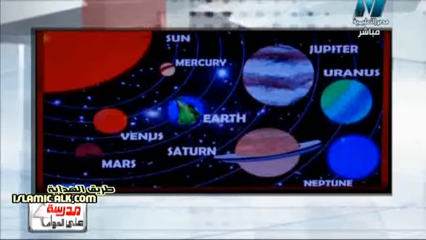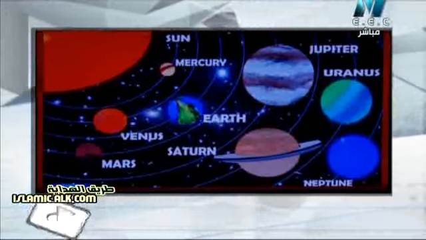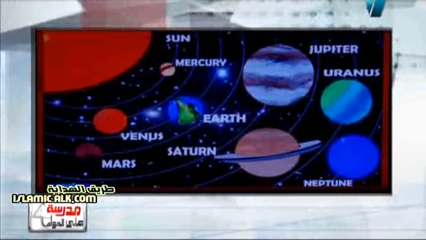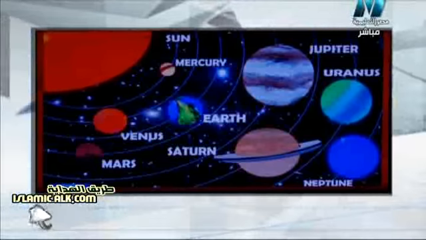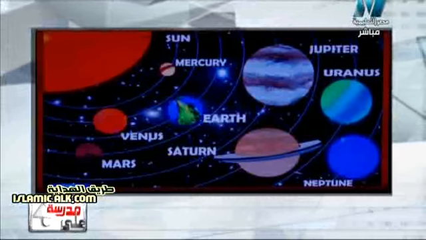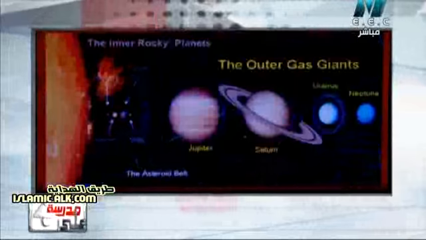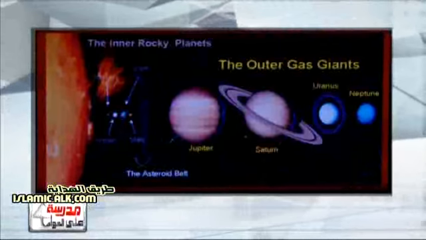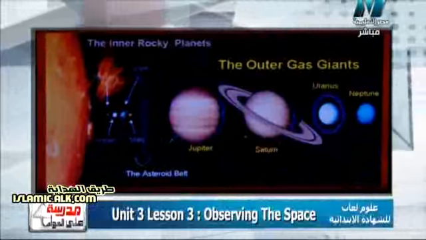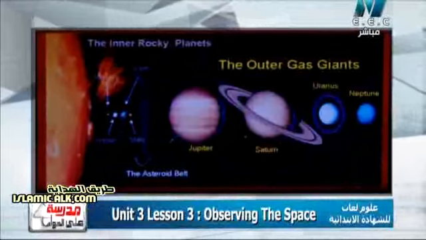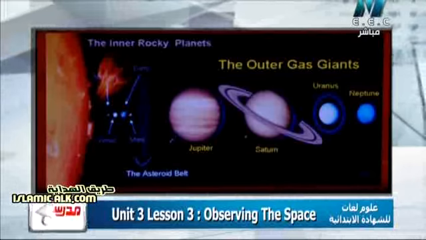Again, we have classified the planets into two groups, which are Mercury, Venus, Earth, Mars, and also the outer planets, which we named Jupiter, Saturn, Uranus, Neptune. And we conclude a very important piece of information: the inner planets, which are Mercury, Venus, Earth, Mars, are very small and consist of rocks. They are small planets and at the same time rocky planets.